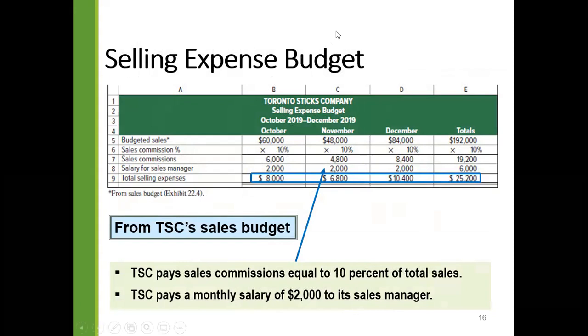It's based on, again, budgeted sales. And then we multiply that by the sales commission percentage, which gives us the total sales commissions. And that's the variable portion, right? Sales commission is the variable portion because it's based on a percentage of sales. So as sales go up or down, sales commissions go up or down. It's a variable cost. And then we add in any salary for our salespeople or sales managers to get the total selling expenses.